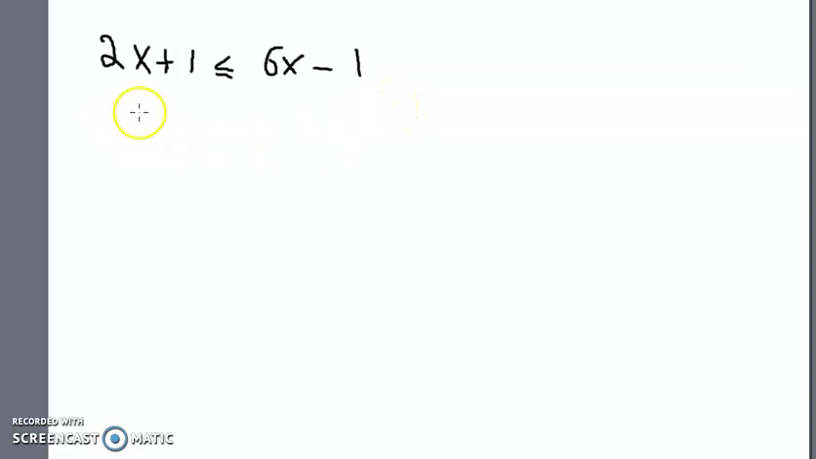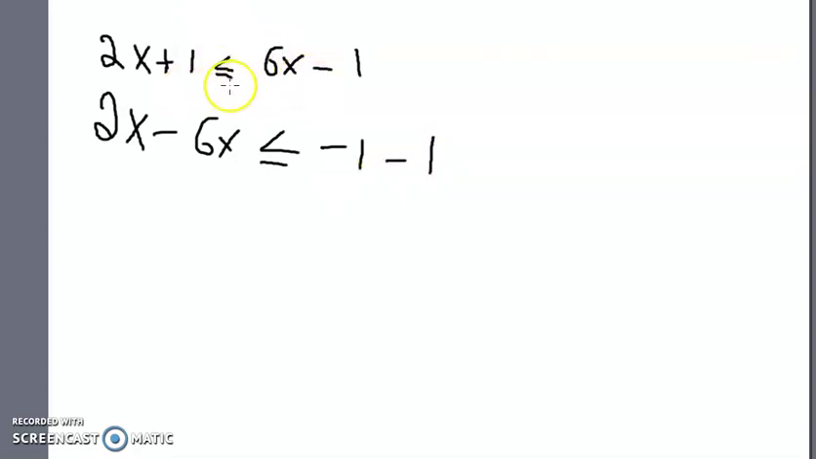So let's say we take this 6x, we come to minus it with 2x, and we take 1, we come to minus it with negative 1. So the inequality will be like this: 2x minus 6x is less than or equal to negative 1 minus 1. Do you see that? So we have collected the same terms.